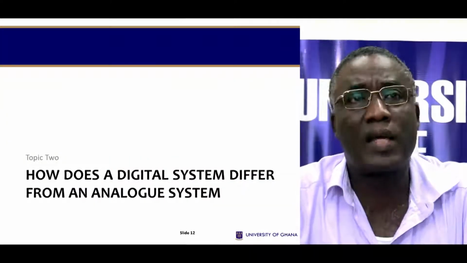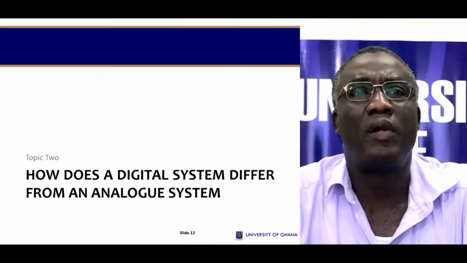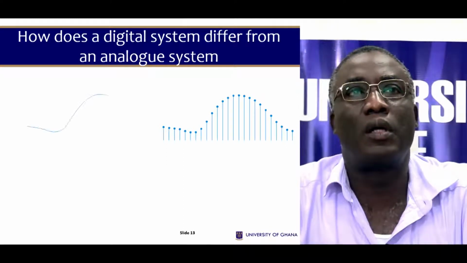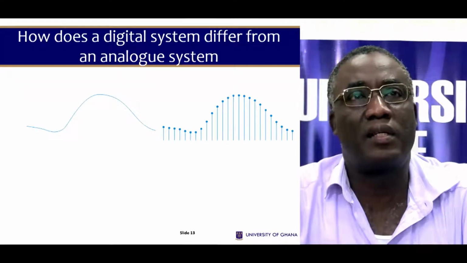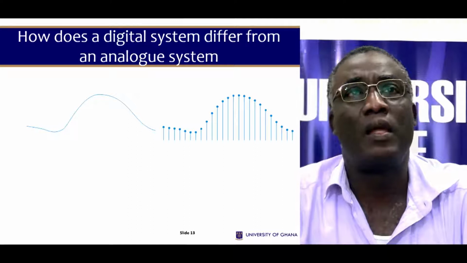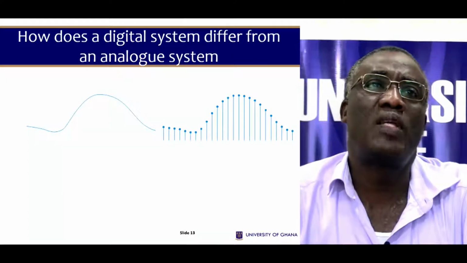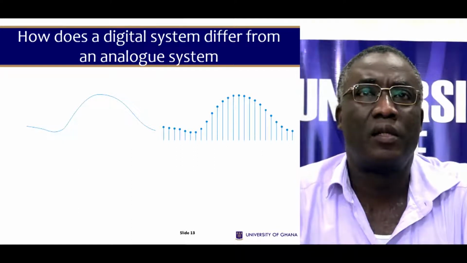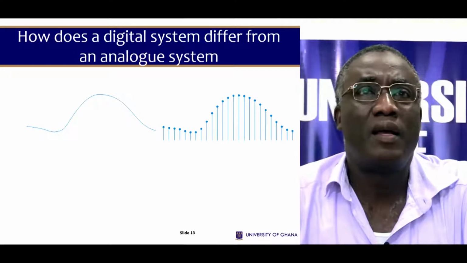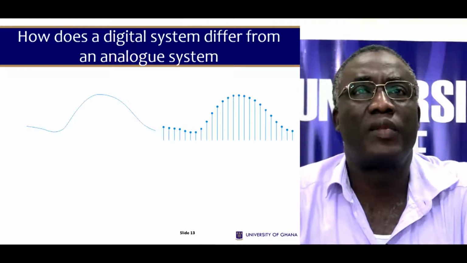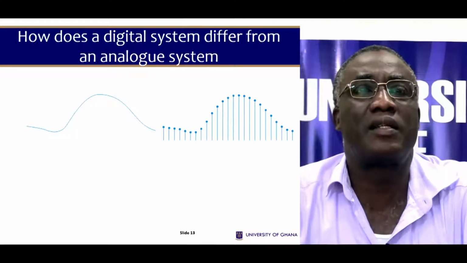So now let's look at how digital systems differ from an analog system. Now you have an analog signal on your left. This is a continuously varying signal, as you can see. Now, in a digital system, what we do is sample this analog signal at different points. So on your right, you can see that points are taken on this analog signal, various points, which form the contour of this digital signal.